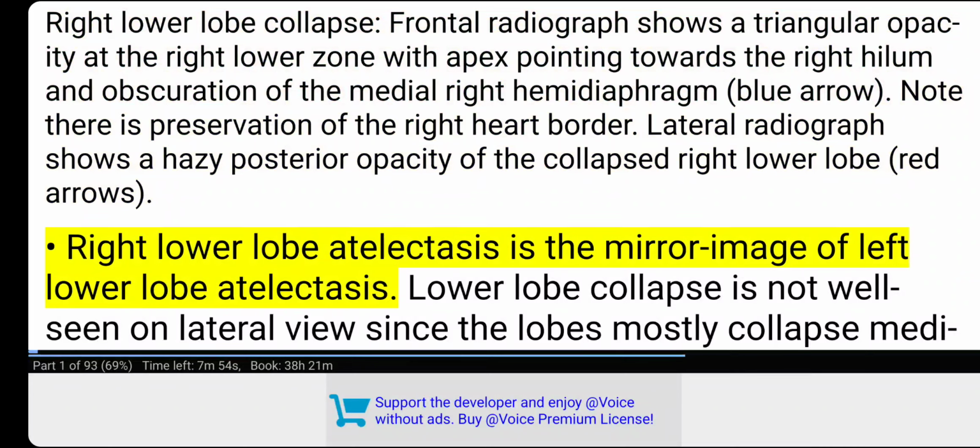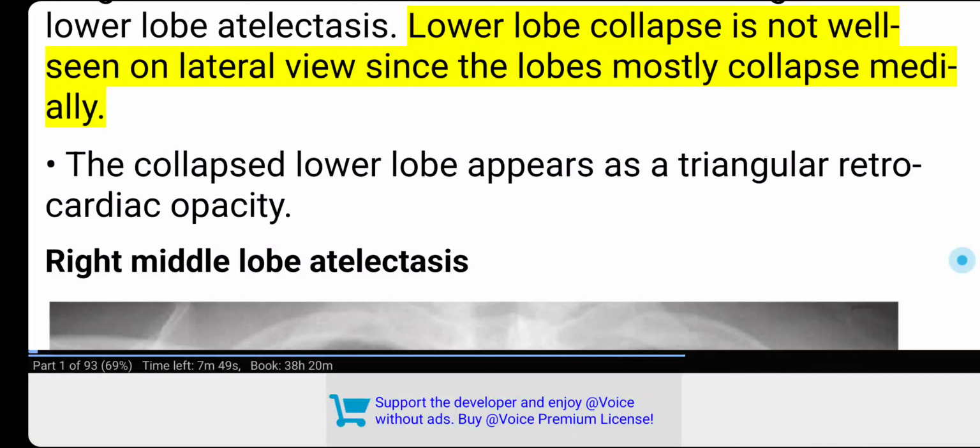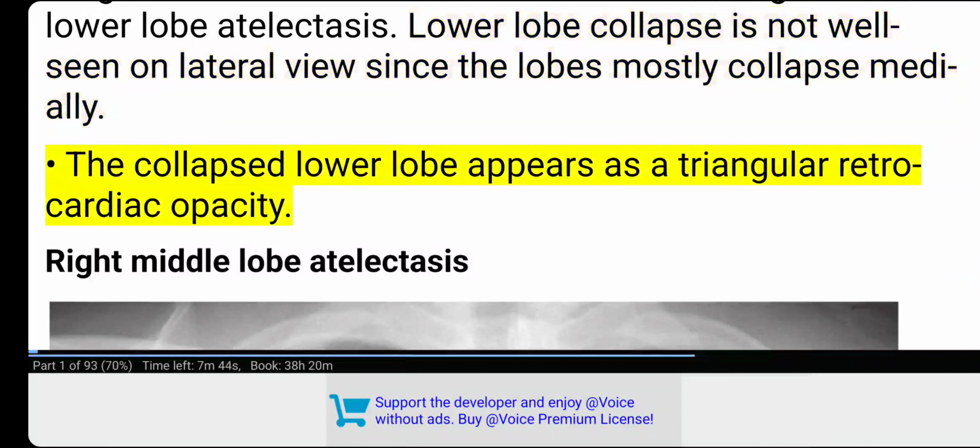Right lower lobe atelectasis is the mirror image of left lower lobe atelectasis. Lower lobe collapse is not well seen on lateral views since the lobes mostly collapse medially. The collapsed lower lobe appears as a triangular retrocardiac opacity.